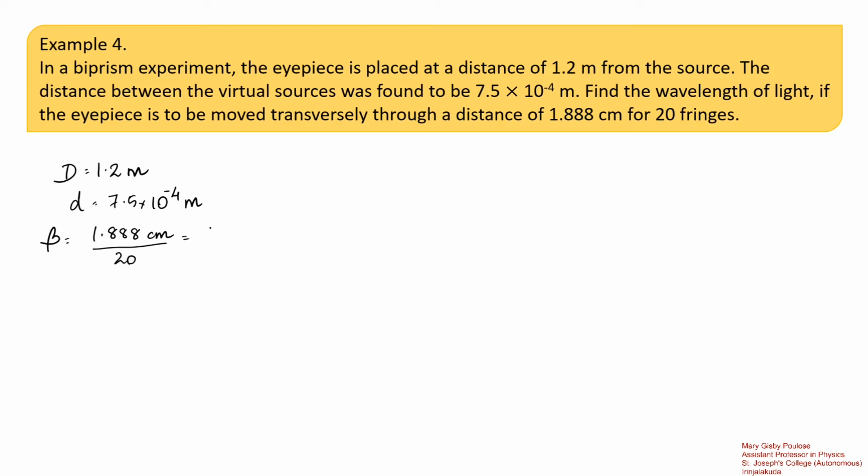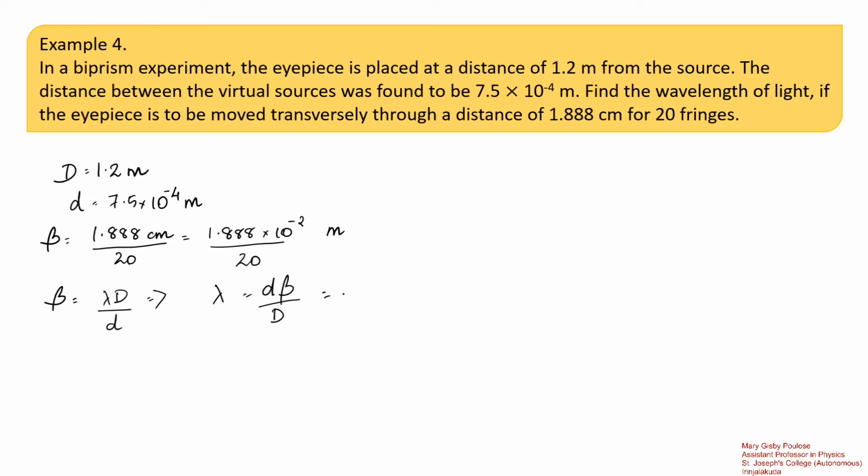That is 1.888 into 10 raised to minus 2 divided by 20 meters, right? Now, we have the expression in terms of lambda, capital D and small d for fringe width as beta is equal to lambda capital D divided by small d. Now, from this expression, I can rewrite lambda as small d beta divided by capital D.